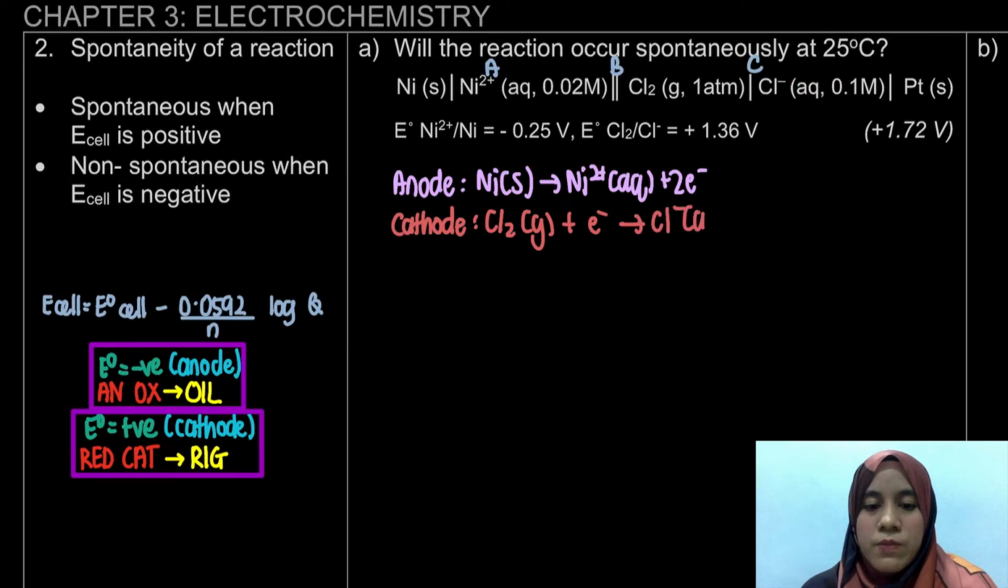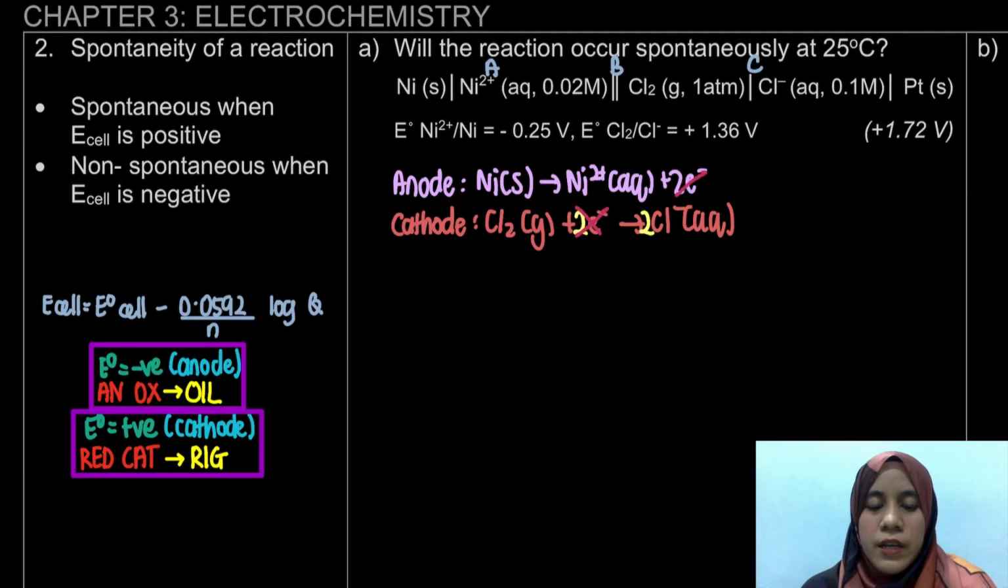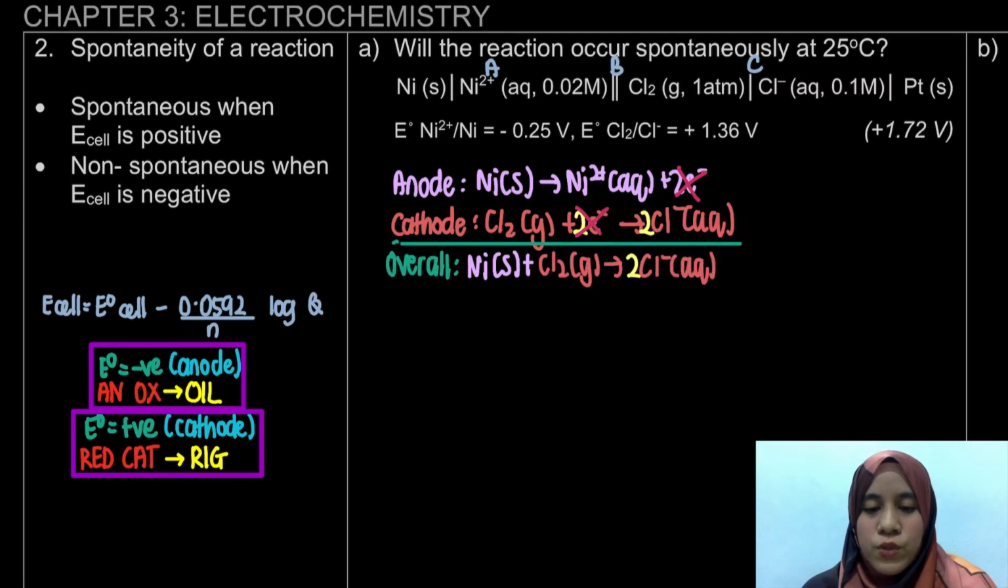Okay, right now let's balance together. Chlorine is not balanced, so we have to add 2 in front of Cl minus. Next, the charge is not balanced, so we have to add 2 in front of the electron, so it is balanced. Next we have to simplify the electrons. Okay, because the electrons are the same, it's quite straightforward. So what I'm going to do is write down all the reactants and the products together to get our Q. So this is our equation.